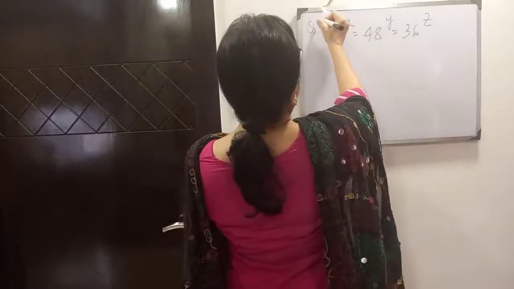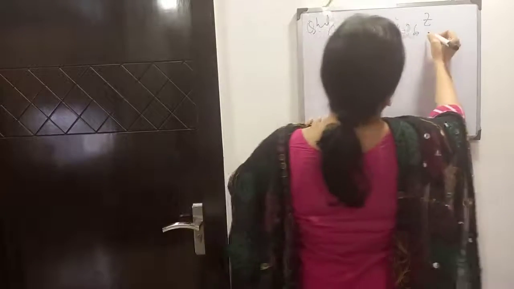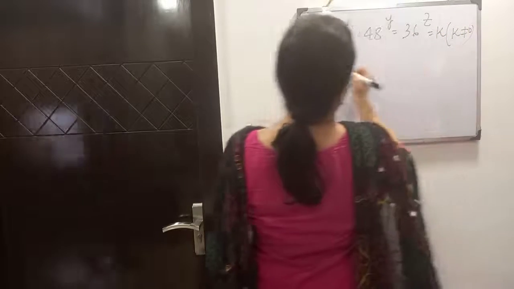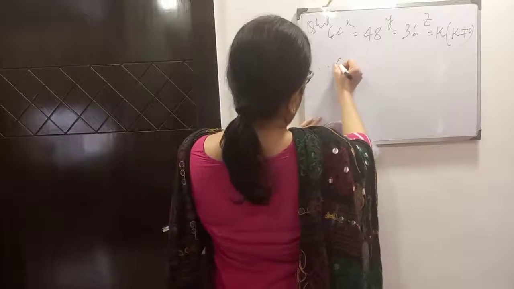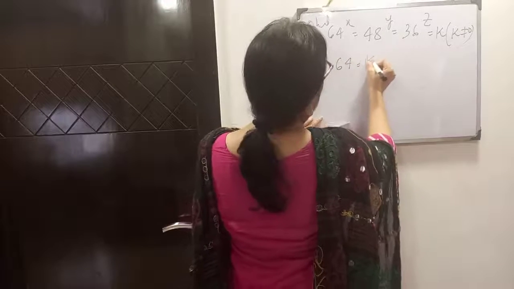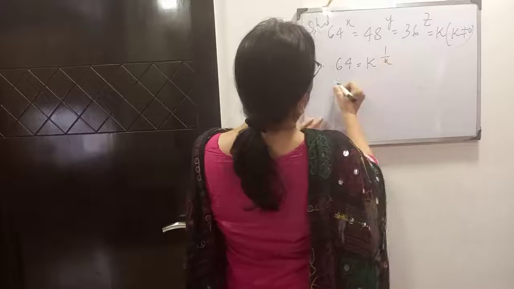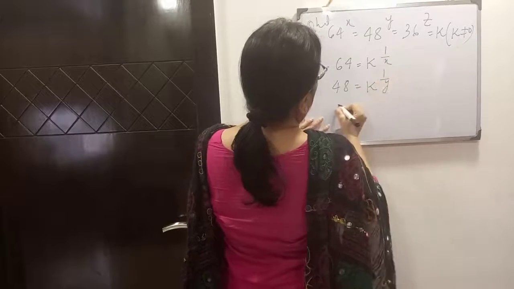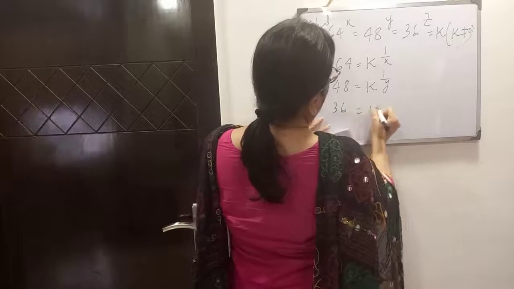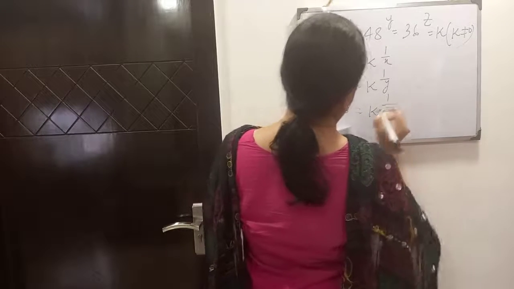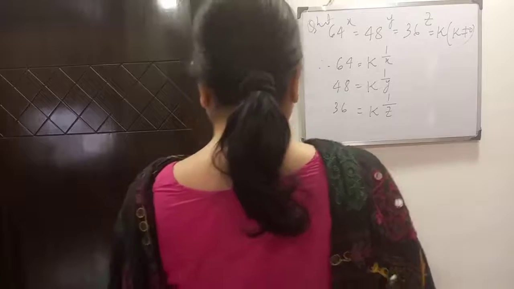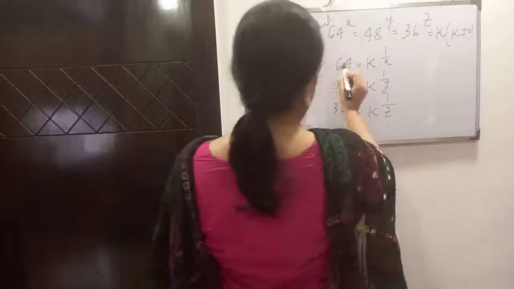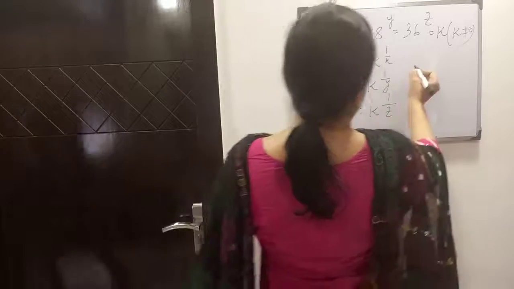Clear? Now what is given? See, there is a trick. You have to follow that. Here we will consider again, let this equal k, k not equal to 0. Therefore, we can write 64 equals k to the power 1 by x, 48 equals k to the power 1 by y, and 36 equals k to the power 1 by z. Clear? Now, this is the trick.